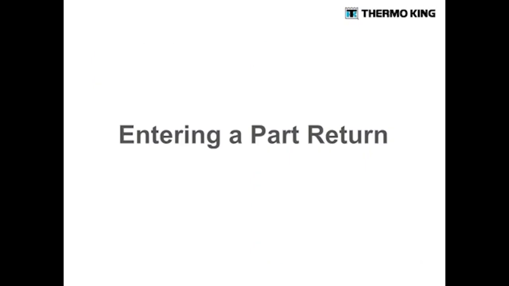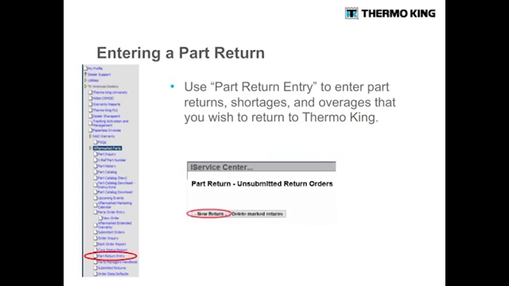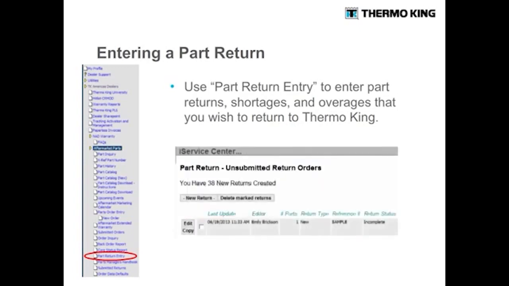Entering a part return. Now we'll enter a part return. Locate and select Part Return Entry in the left-hand navigation menu. Then click New Return to start a new part return. You can also edit an incomplete return by clicking the Edit button associated with that return.